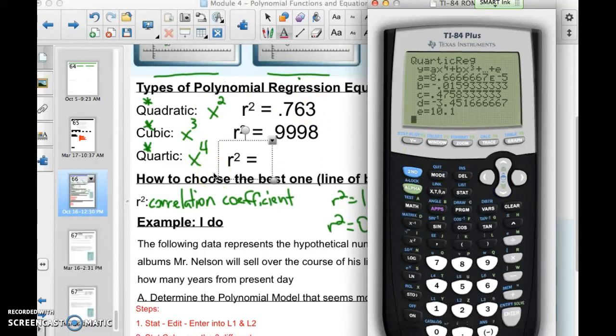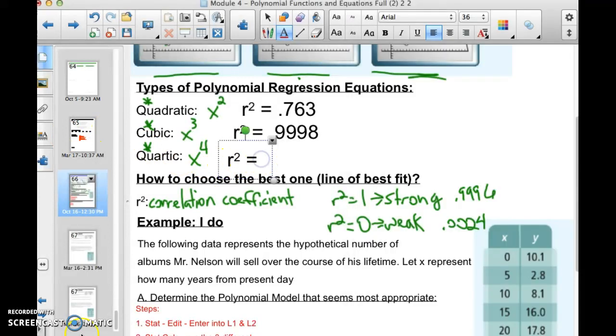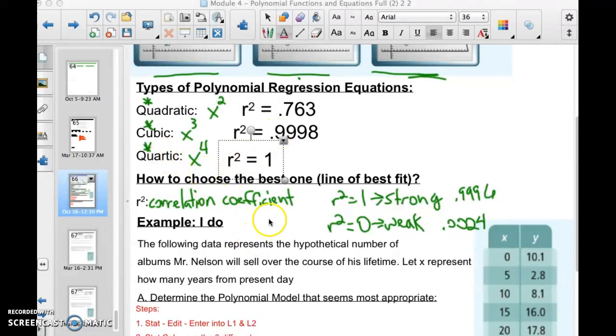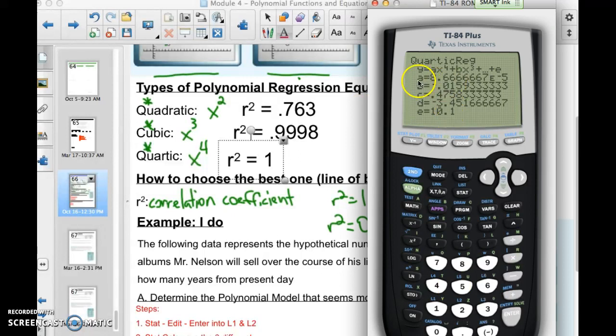So if I would do that on a regular calculator, the R squared value, you might have to scroll down one. It has an arrow on the screen after the E. To scroll down, you press the down button. And R squared equals 1 in this case. I have an R squared value equal to 1 for the quartic regression. So that means our correlation coefficient, if it equals 1, is the strongest it can be. And in this case it is. So we're going to use this equation, alright?